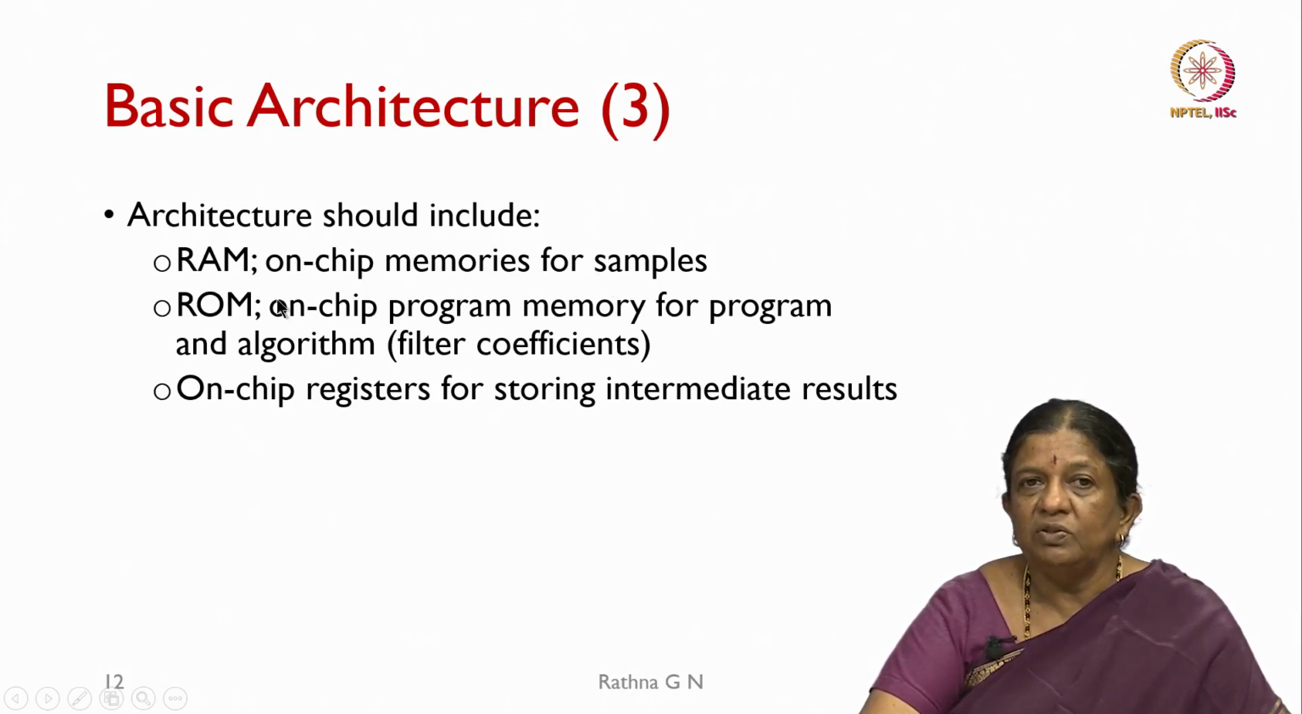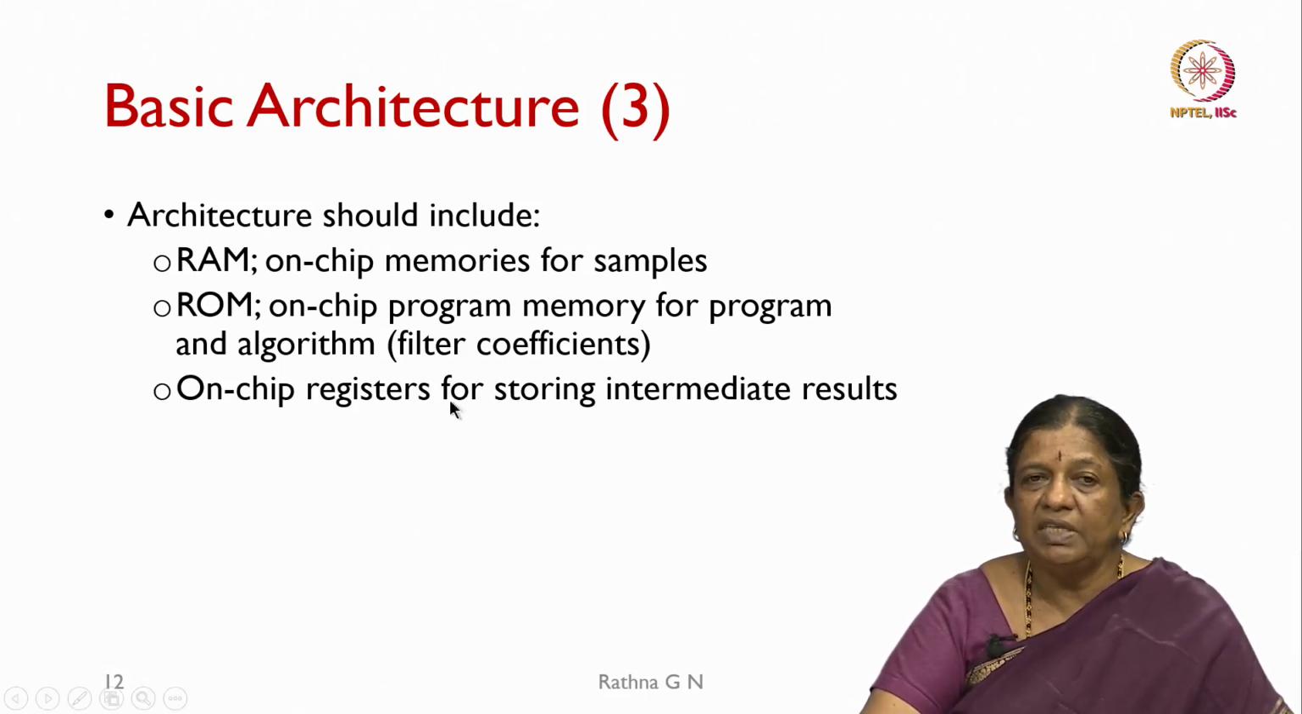So, we have to have the RAM to collect it, and next one is the ROM, that is on-chip program memory for storing our program, and then we will see that with modification we can store our filter coefficients also in the ROM. The next one is on-chip registers for storing intermediate results, because we know that memory access is going to slow down our operations.